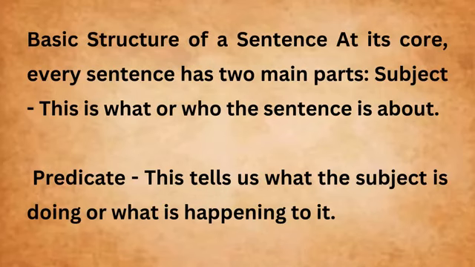Basic structure of a sentence. At its core, every sentence has two main parts. Subject. This is what or who the sentence is about. Predicate. This tells us what the subject is doing or what is happening to it.